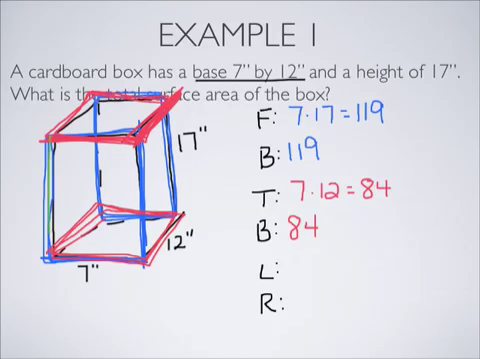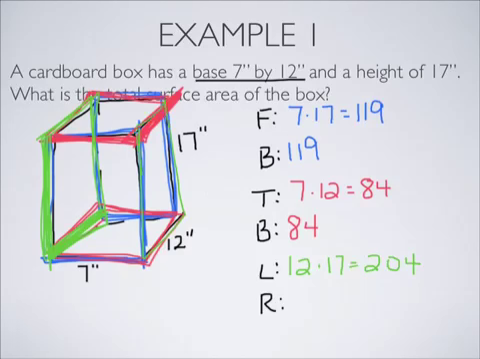So the left is over here. Hopefully you can see that over all my scribbles. There's the left side of my box. And my dimensions there are going to be 12 inches for the depth and 17 inches for the height. So 12 times 17 is 204, which means the right side of my box is also 204.